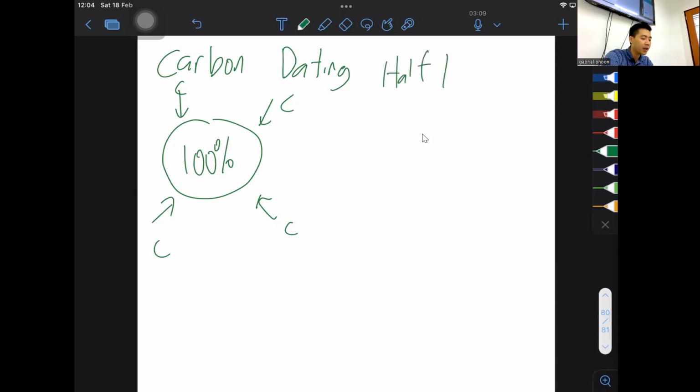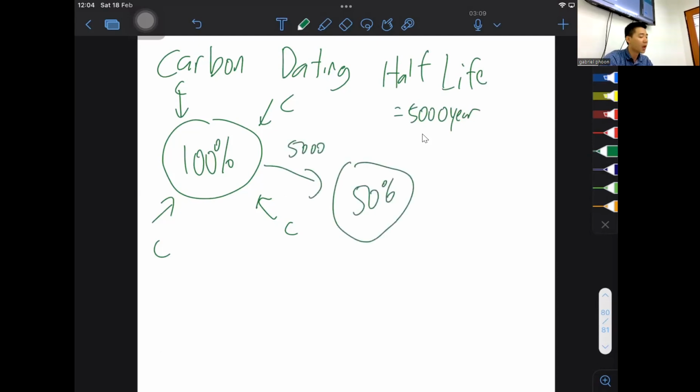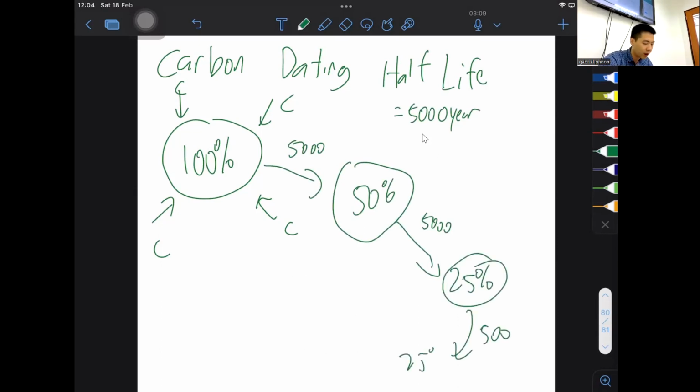A half-life is literally, like the name suggests, the time taken for the carbon to decay by half its current amount. Let's say, for example, the carbon has a half-life of 5,000 years. It means after 5,000 years, this thing will be left with 50% of the carbon. After another 5,000 years, will it be 0? It will be 25%. Another 5,000 years, it will be left with 12.5%.